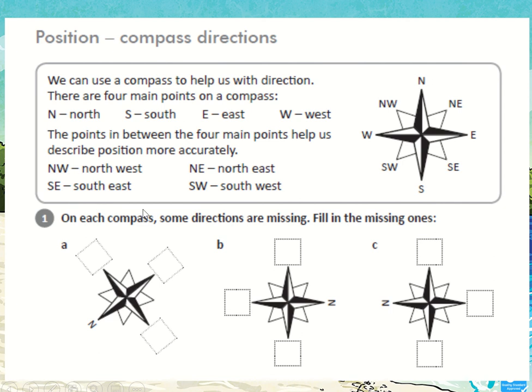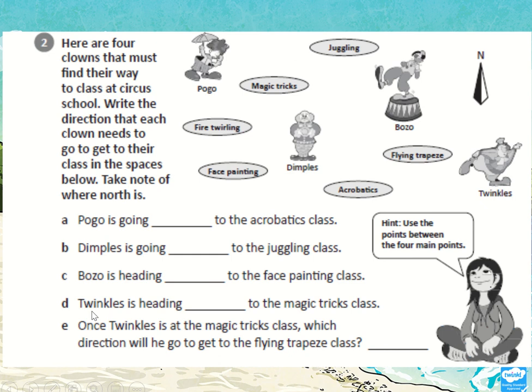Okay, this is where you're going to use your knowledge of your northwest, northeast, southeast, southwest, and there's a little compass there too. On each compass, some directions are missing. Fill in the missing ones. So look for N because that is north. So make sure you put in where the missing directions are.